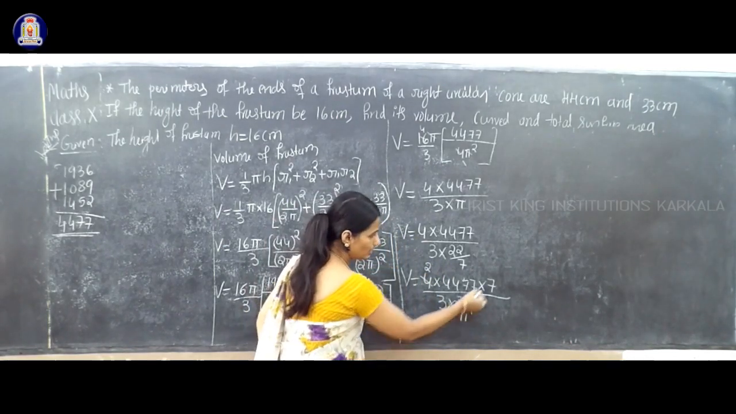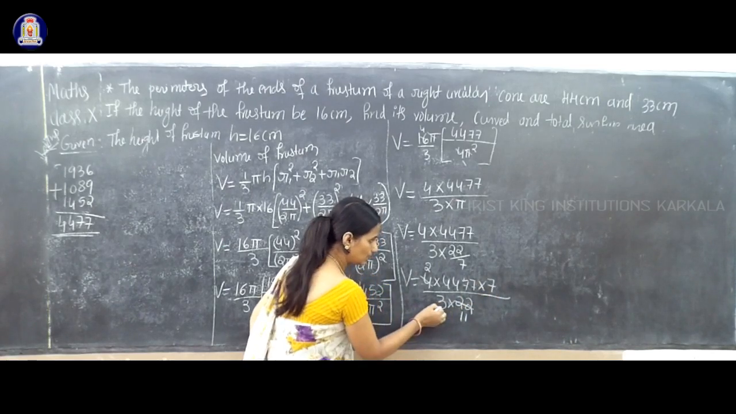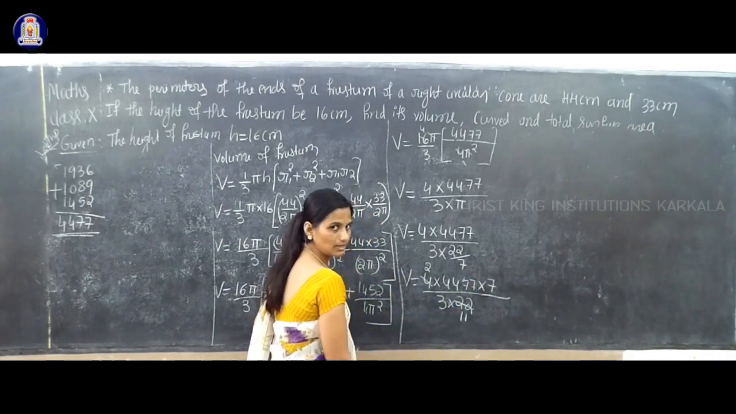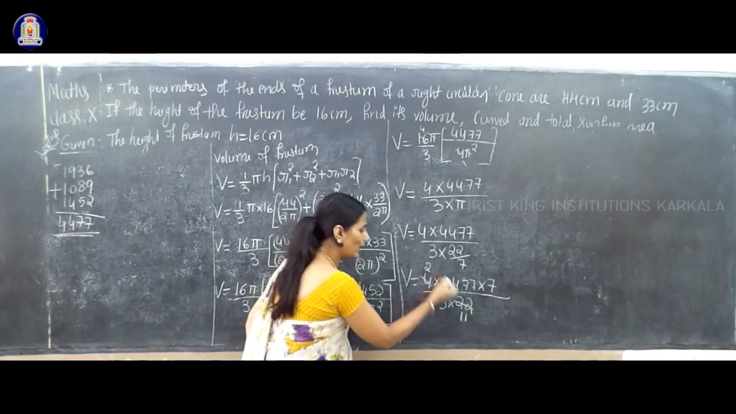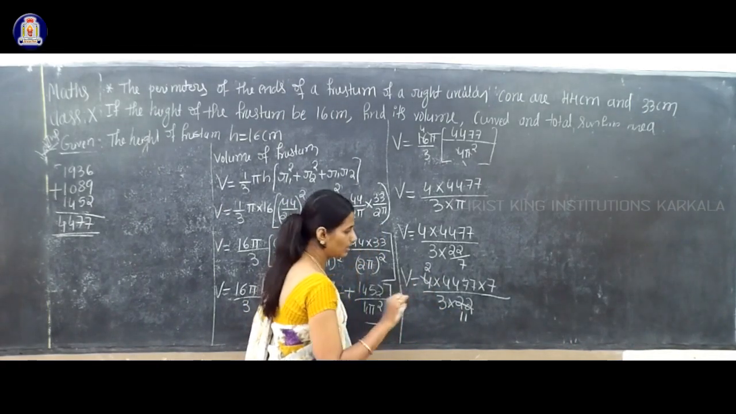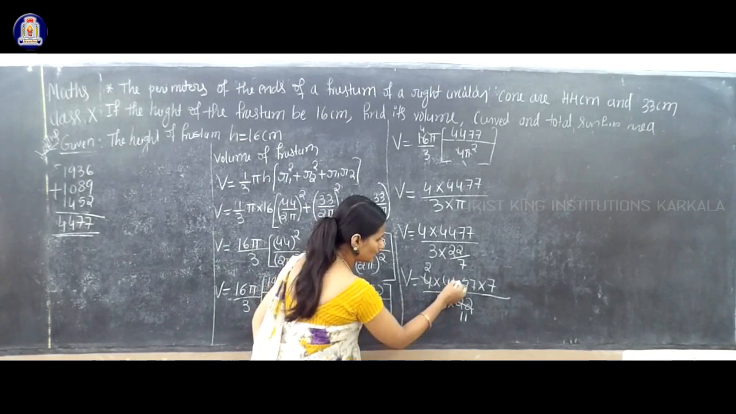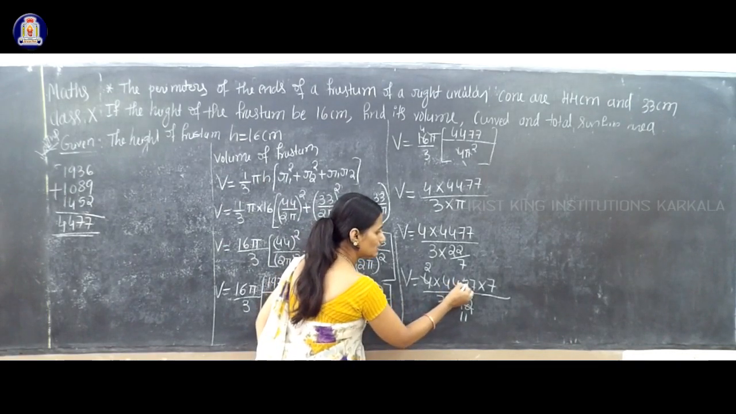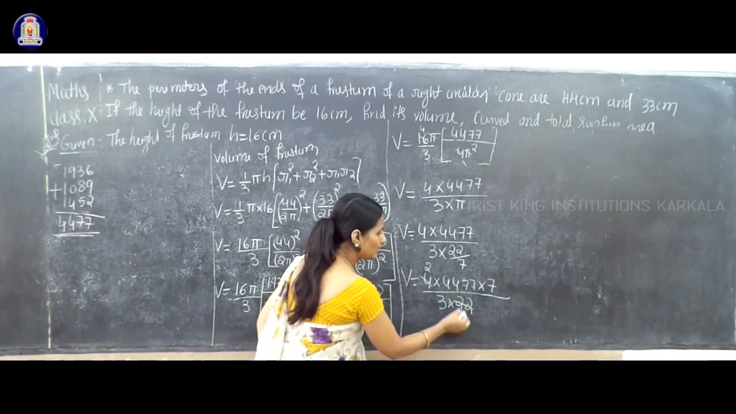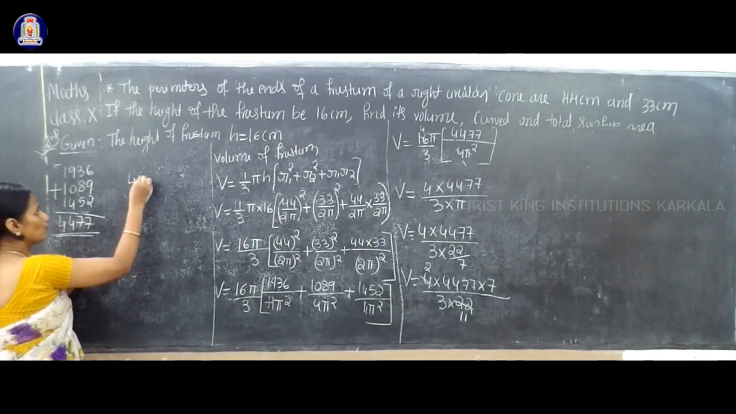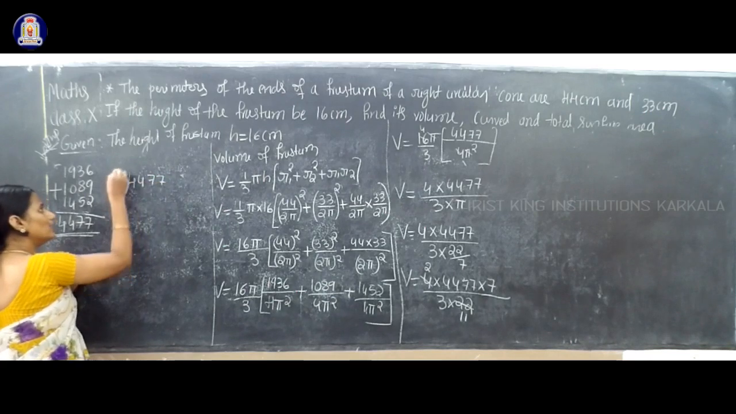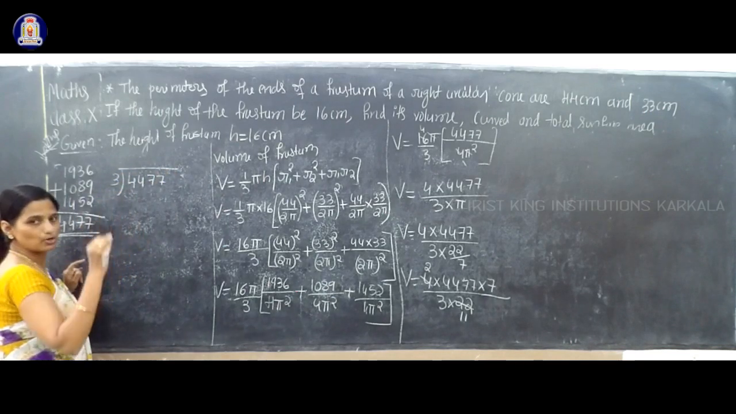So 11 and 7 not possible. 3 and 7 not possible, right? So 2 and 3, is it possible to divide? No. 2 and 11, is it possible to divide? No. So once we check whether it is possible, 3 and this one, is it possible? 11 and this, is this possible? So now I'll check that. 4477 divided by 3. I'm checking whether it is possible or not.